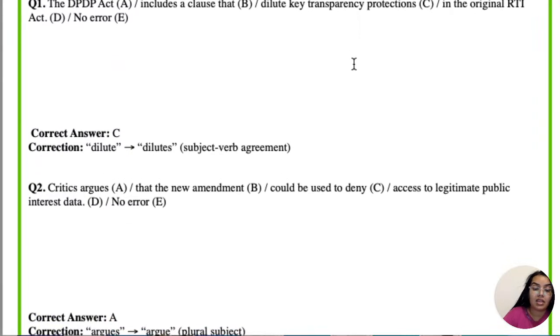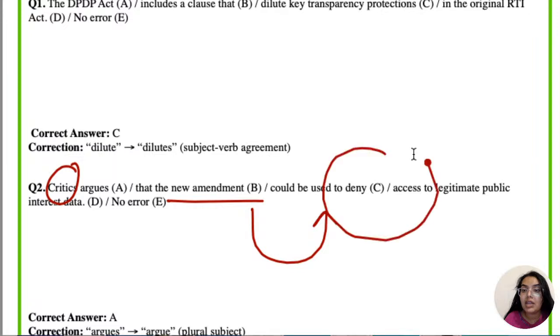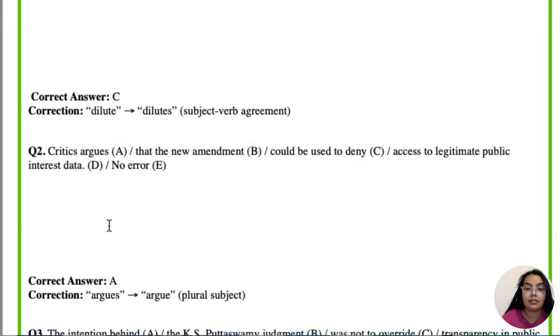Answer here is E. There is no error. No, not this one. Sorry. For this one, the error is argue. Critics argue. Critics argue होगा, argues नहीं होगा. Singular होता, यहाँ critic होता, a critic, the critic we could have used. So definitely subject verb agreement issue that the new amendment could be used to do what? Deny what? Access. Access किसी चीज को दिया जाता, so access to what? This data. Next one.